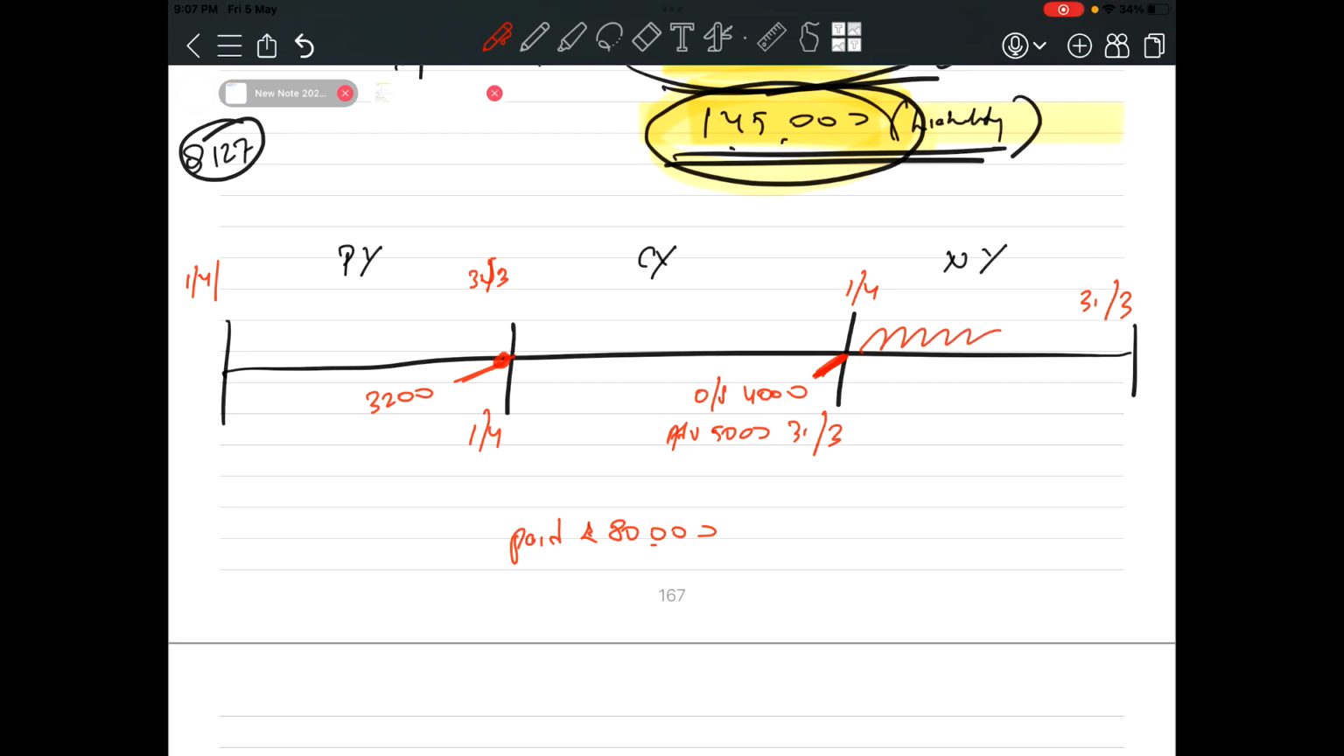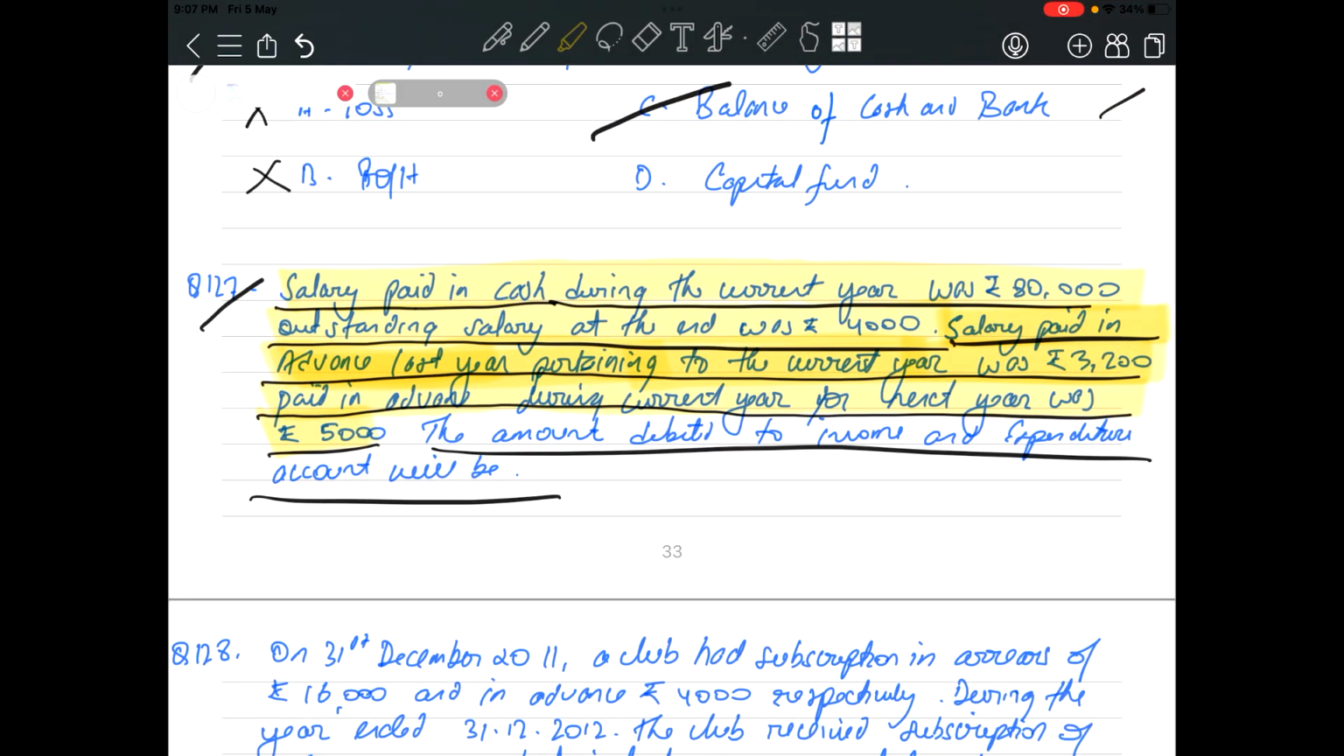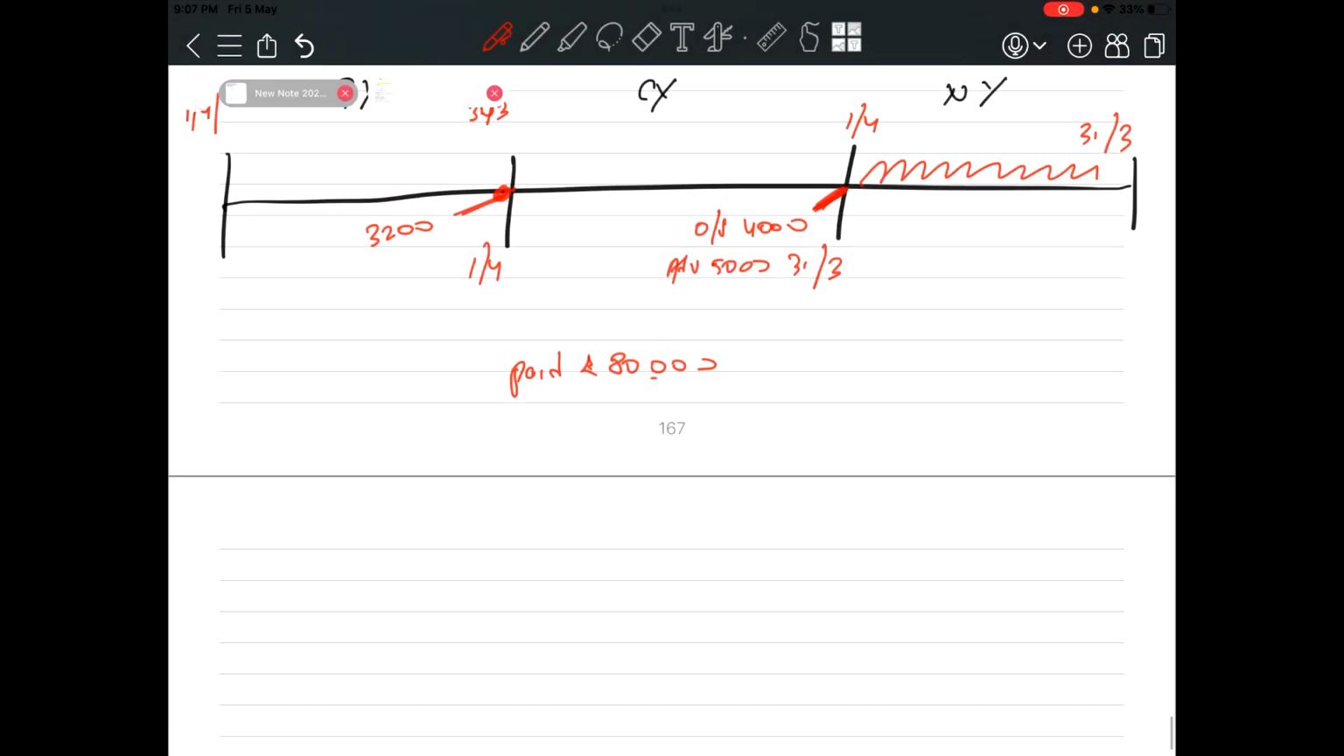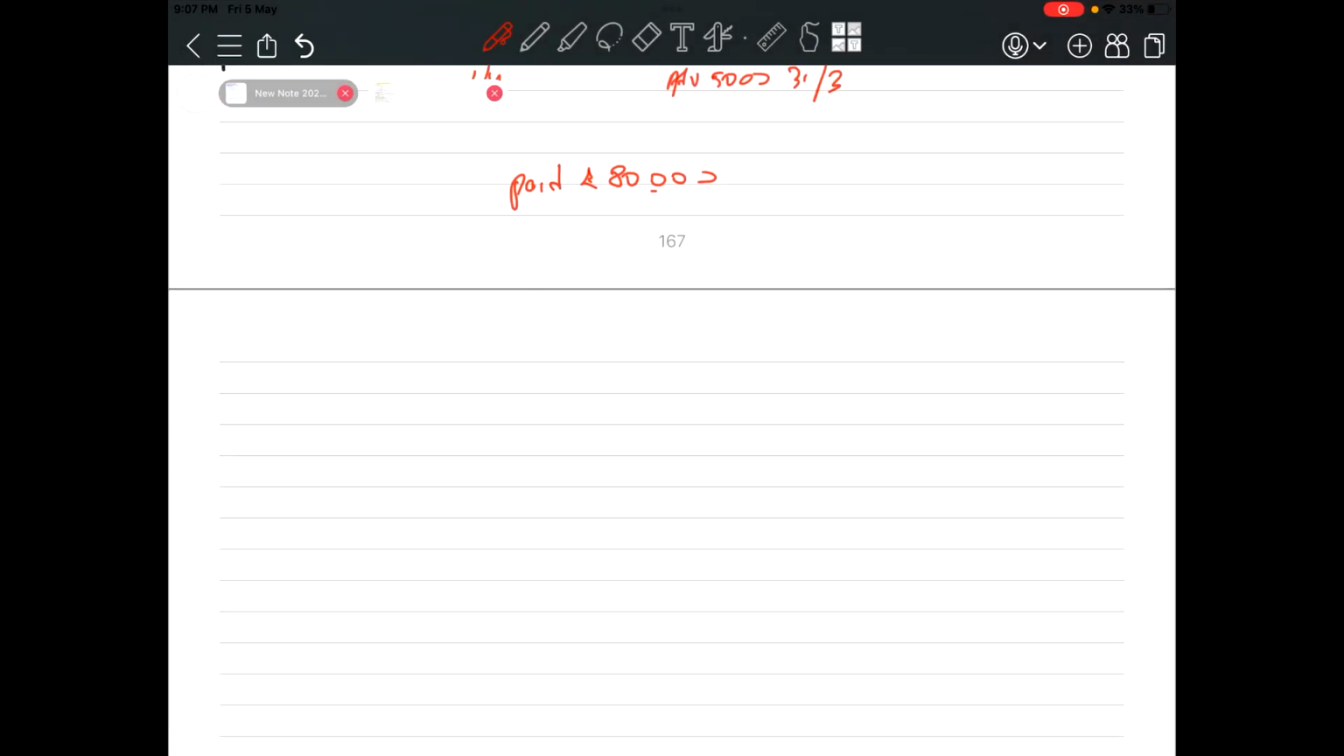This will also be our asset because this is to be paid during this period, but we have paid in the current year only. Now, we have to calculate the amount debited to income and expenditure account. What will be the amount debited to income and expenditure account? Now let's prepare a salary account, then we will understand this clearly.